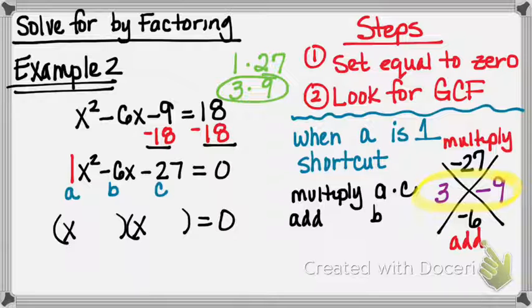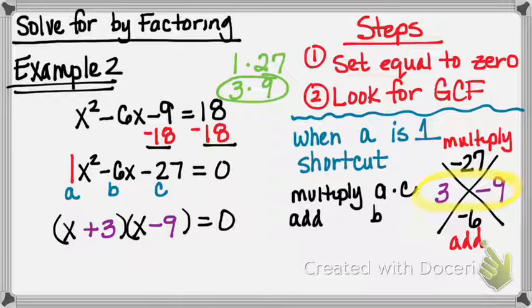Now that you have your two numbers, I want you to take those two numbers and fill it into these two factors. So you're going to put a +3, because remember, the 3 is positive. You're going to put that in one of them. And then you're going to put a -9 in the other. Now, this shortcut, you only can do a shortcut when A is 1. So these are my factors.